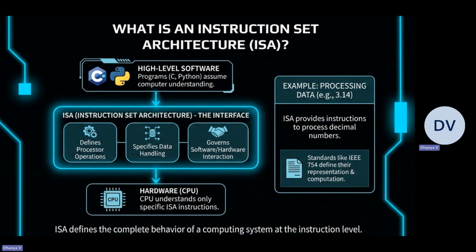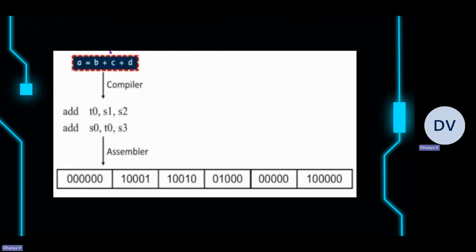But do you think processors actually understand languages like C, Python, or Java directly? No, right? Let's take an example: A is equal to B plus C plus D. The compiler processes this complex instruction and brings it to the instruction set architecture, like add t0, s1, s2, add s0, t0, s3. Then this is converted to zeros and ones, the machine language, which the machine actually understands. They only understand the machine language.